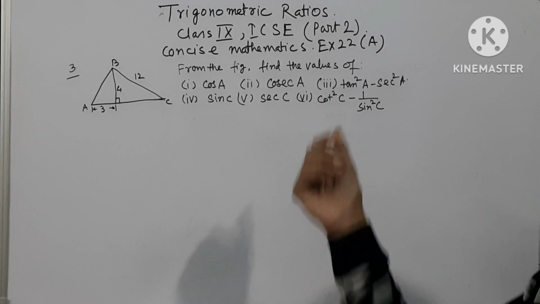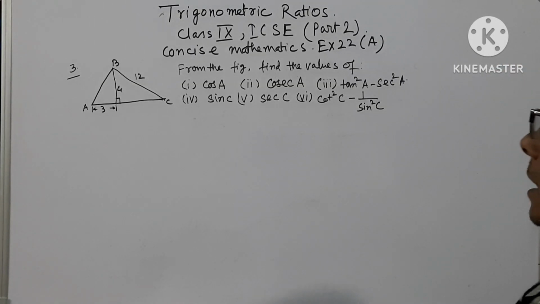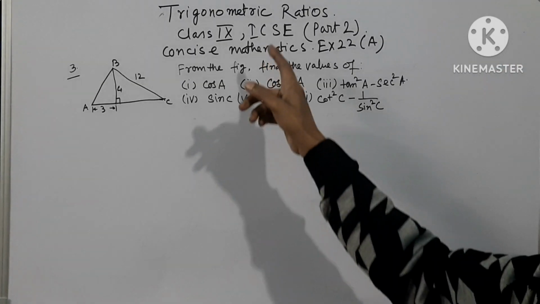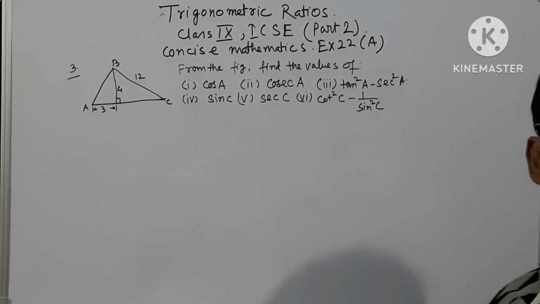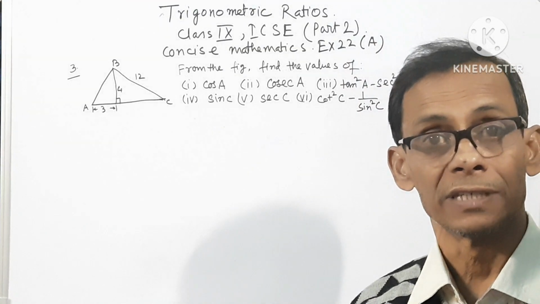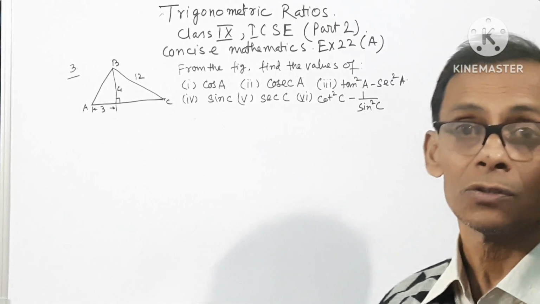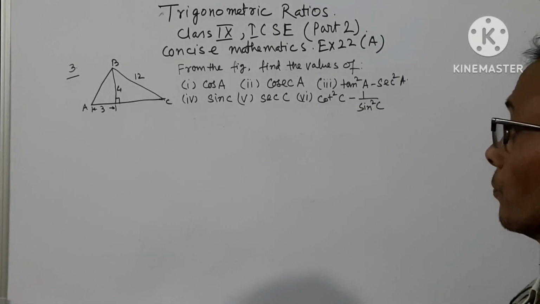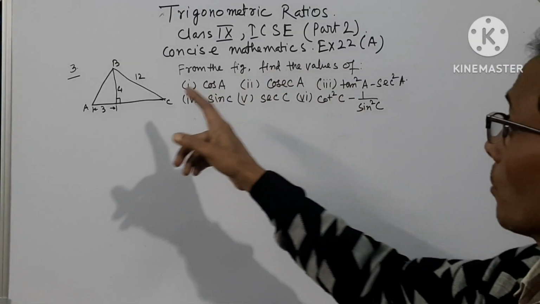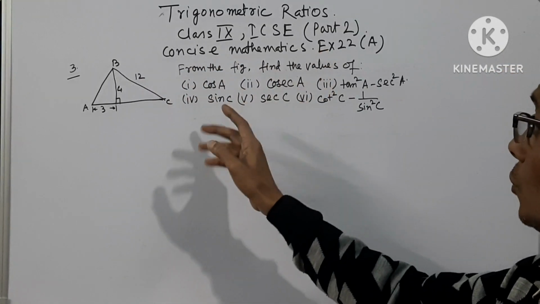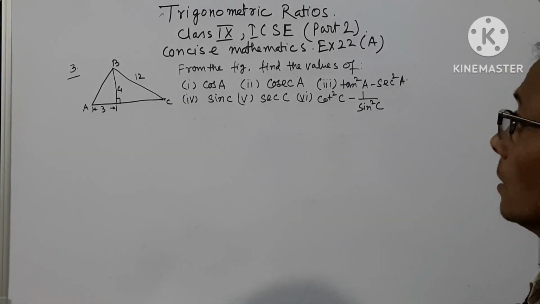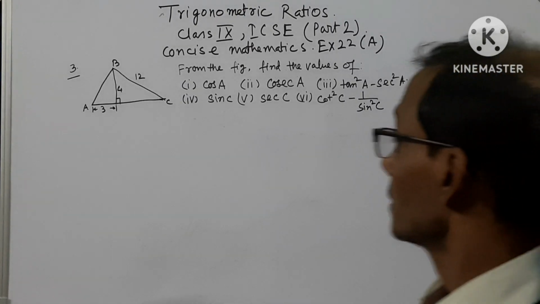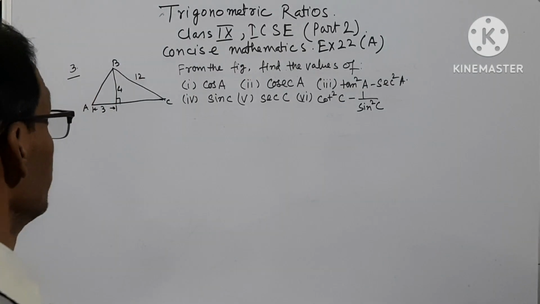We are studying for class 9 ICSE trigonometric ratios. What are the trigonometric ratios? We have studied in part 1 sine, cos, tan, cot, sec, cosec. These ratios we are well aware of. Now from question number 3 we'll continue and we'll go more deeply into the chapter. Let's see question number 3.